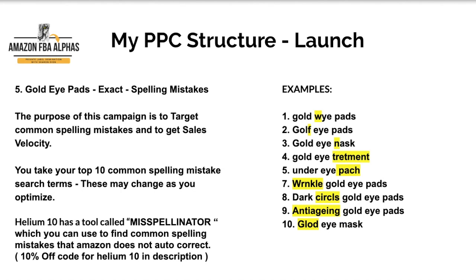And this is something that a lot of sellers do not do, so it's a great opportunity to steal some sales. You take your top 10 common spelling mistakes or spelling mistake search terms, and these may change as you optimize your campaign, and you put them in an exact campaign. If you have a lot of common spelling mistakes, then you can create 2 separate campaigns just for spelling mistakes.